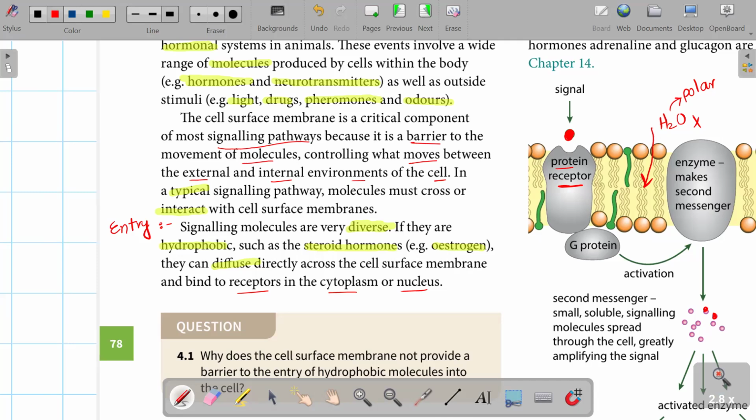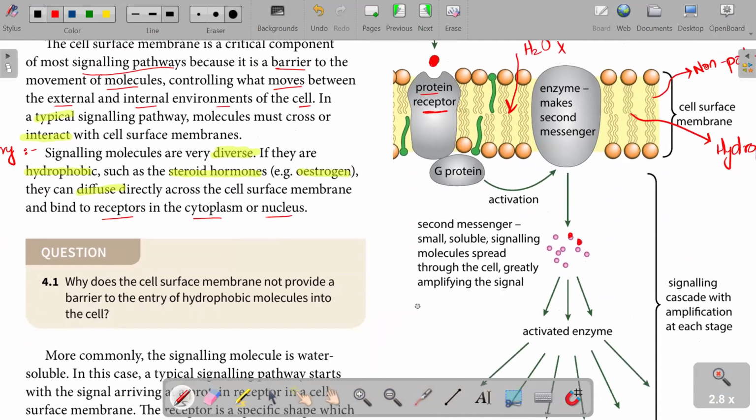Here they are telling us that signal molecules are very diverse. They may be hydrophobic in nature. They may be hydrophilic in nature. If they are hydrophilic, they need to be transported by special carrier proteins or channel proteins. Otherwise, they cannot pass. When we talk about hydrophobic substances, like the steroid hormones, the estrogen, they can easily diffuse because they are hydrophobic in nature. And when they enter the cell, they will bind to the receptor in the cytoplasm or the nucleus. Then further working will be done.